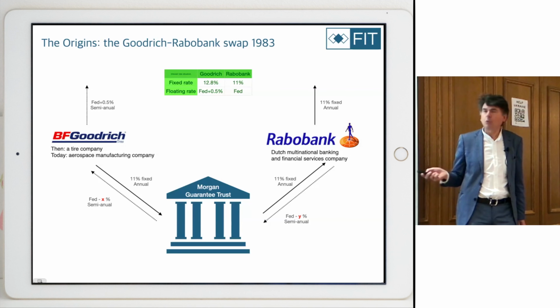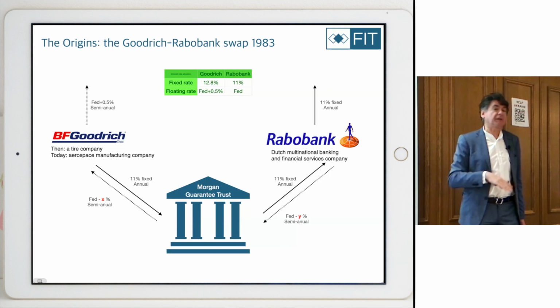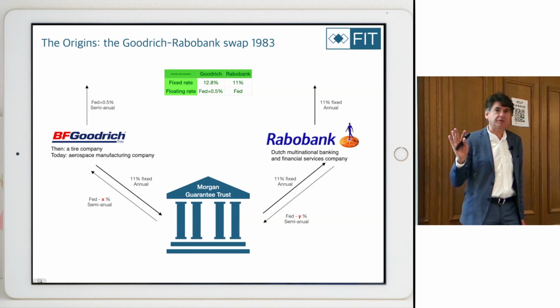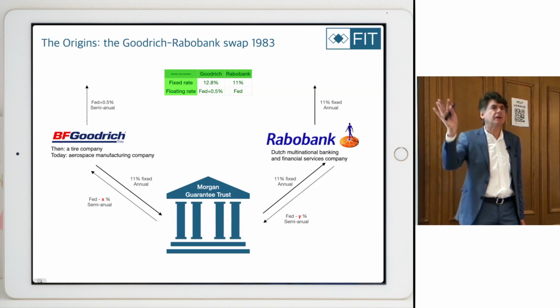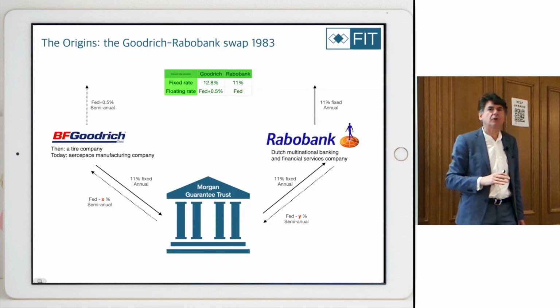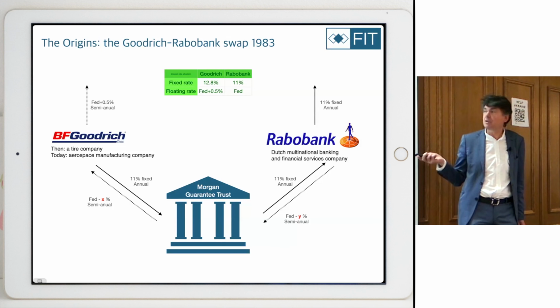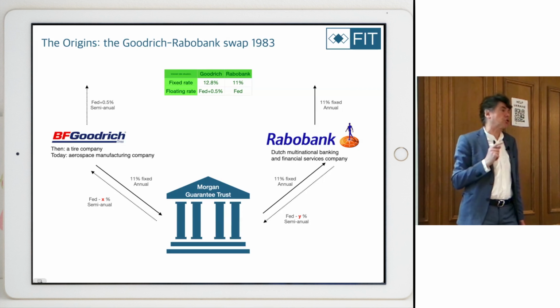What's bad for Morgan? No issues on Rabobank. They will always pay. That was not a consideration, right? Sure, something catastrophic could happen to them in 24 hours, and what can you do? You cannot prepare for those events. So Rabobank was not the issue. The issue was Goodrich. That was the source of risk. So what is bad for Morgan?